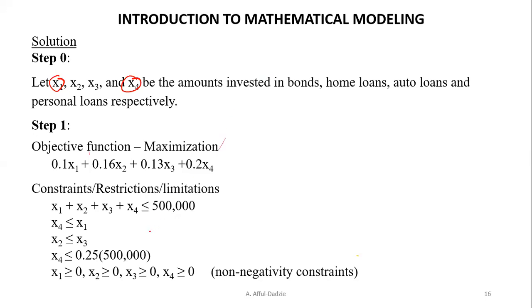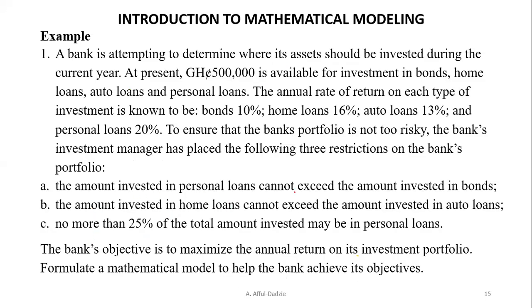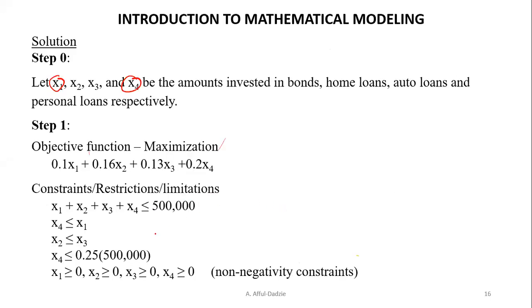So here it's X4 is less than or equal to X1, and X2 is less than or equal to X3 because a similar caveat was given: the amount invested in home loans cannot exceed. And then, not more than 25% of the total amount invested may be in personal loans. So again, we cannot invest more than 25% of our 500,000 in personal loans. That's all that's saying. You put all this together and you have your mathematical model.